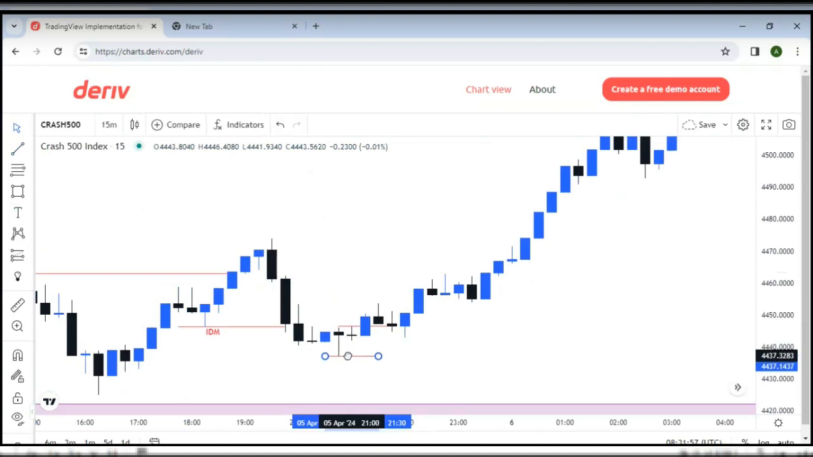What I'm anticipating there is that price should go above this candle high. Price should go above it, and as soon as price closes above it, I take my entry. So I will have an entry here.